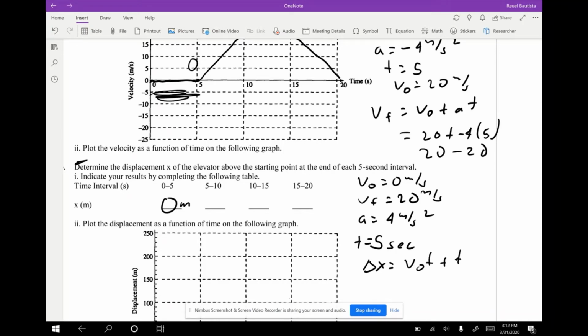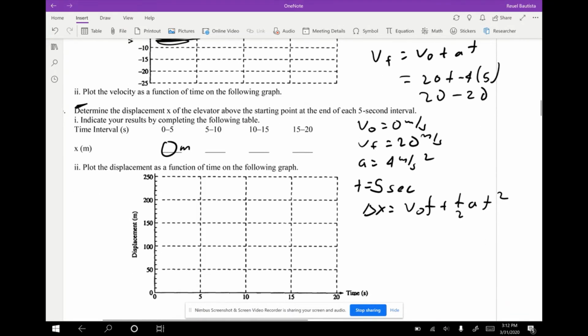How about from 10 to 15 seconds? From 10 to 15 seconds, we know there was no change in velocity, right? We know that there's going to be constant velocity, so we should automatically know that we're going to use this equation: v is equal to distance over time. The velocity during this whole time is not going to change from 10 to 15 seconds. Yes, you can just find the area under the curve. So 20 is equal to distance over 5 seconds, and you find out 20 times 5, which is going to be 100. So this is going to be 100 meters.